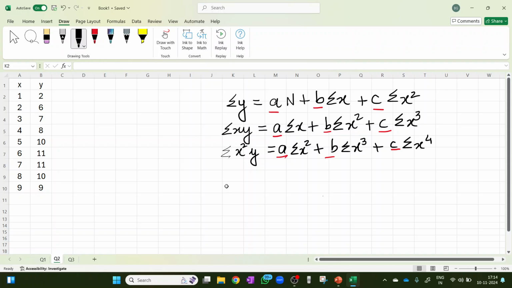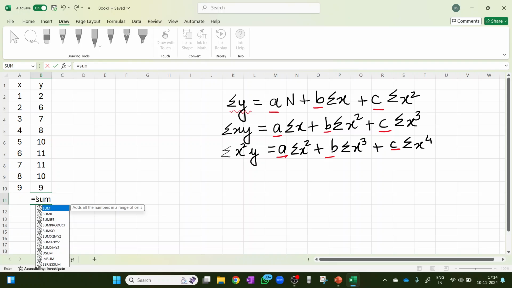Table construct करते जाएंगे, ठीक है? So if you look at the equation, first value जो आपको चाहिए equation में वो चाहिए summation y. Summation y means the total of y. So I'll use here the sum value. You will use your calculator to just add the values of y.